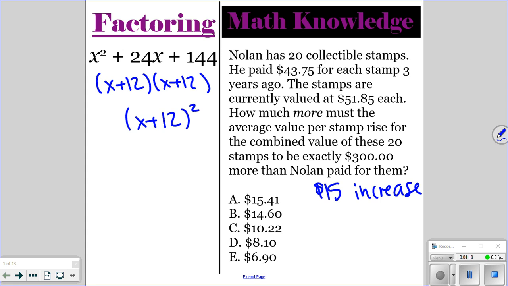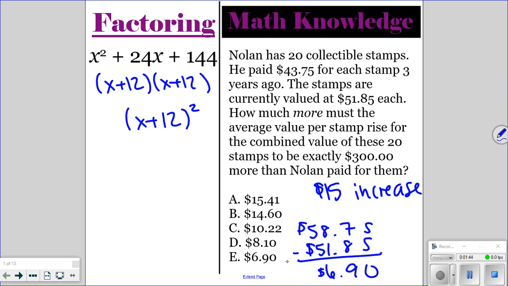So they're wanting to know, when is it going to be a $15 increase? So he started at $43.75. So that would put the price, whenever it increases by 15, at $58.75. And he's already at $51.85. So if you subtract that, you're going to get $6.90. And so that's how much more they're going to have to rise in value for it to be $300 more than what he paid for the stamps.